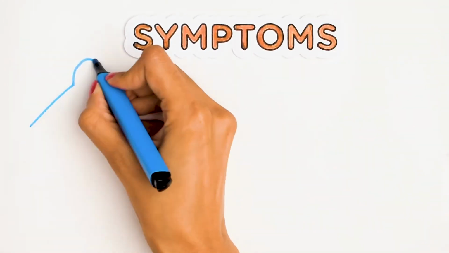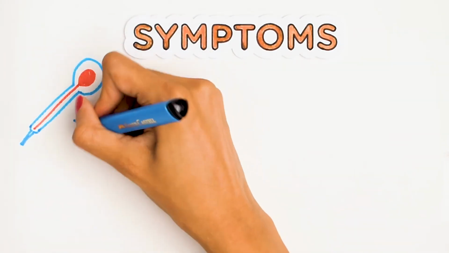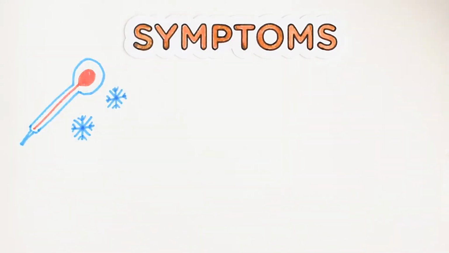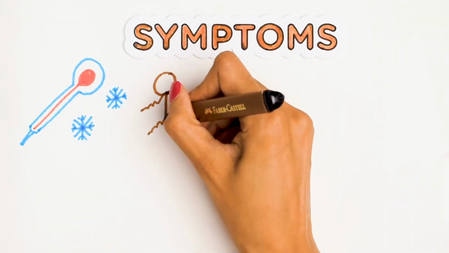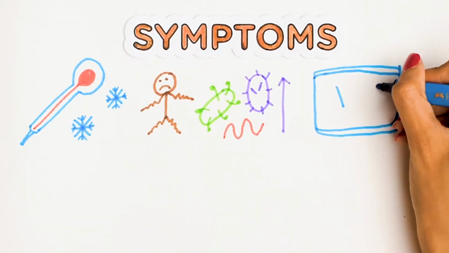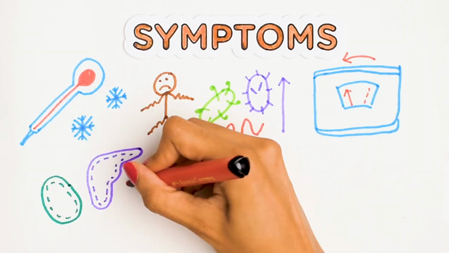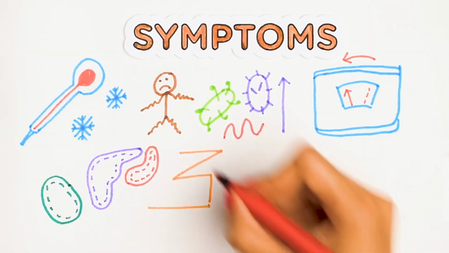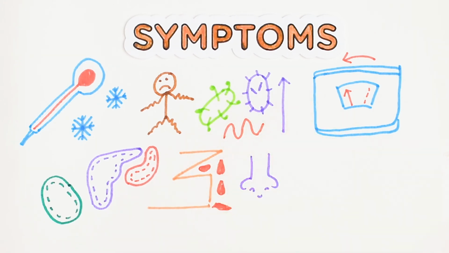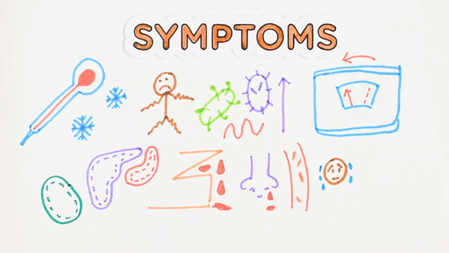Symptoms of leukemia vary from type to type. However, there are some common symptoms to look out for: fever or chills, persistent fatigue or weakness, frequent or severe infections, loss of weight, swollen lymph nodes or an enlarged liver or spleen, easy bleeding or bruising, recurrent nosebleeds, tiny red spots in your skin, excessive sweating, especially at night, and bone pain or tenderness.